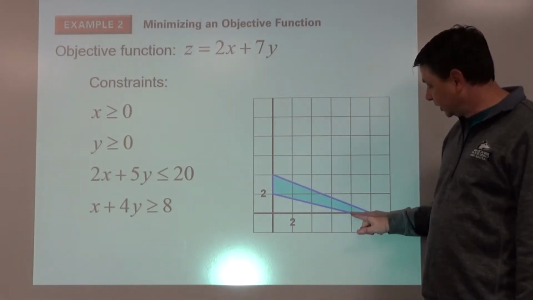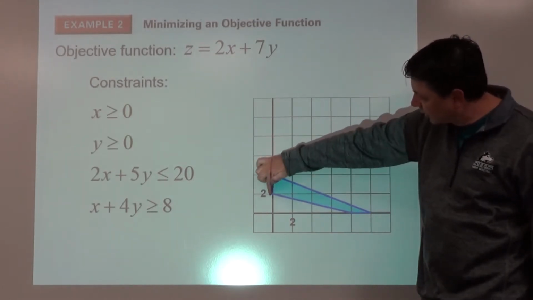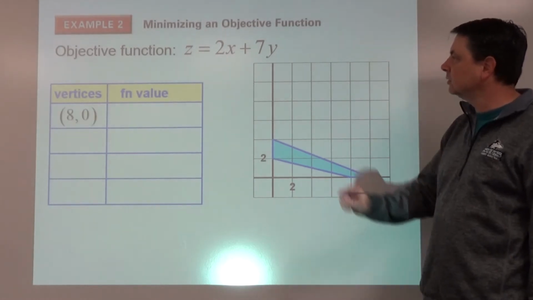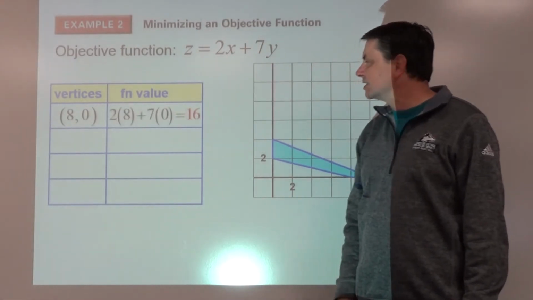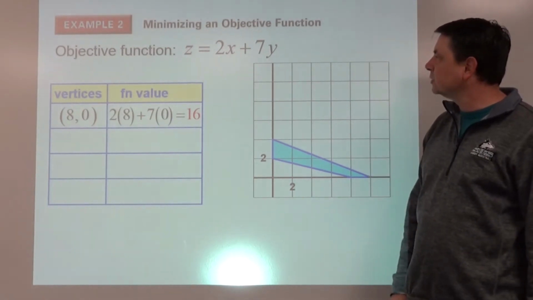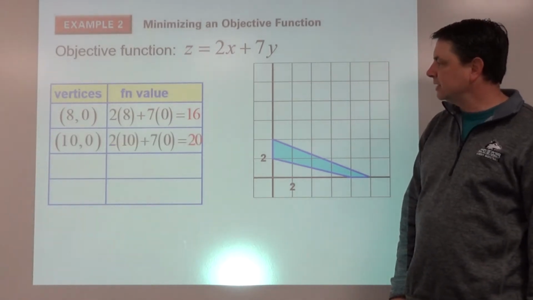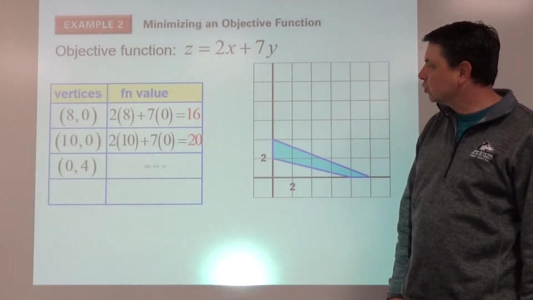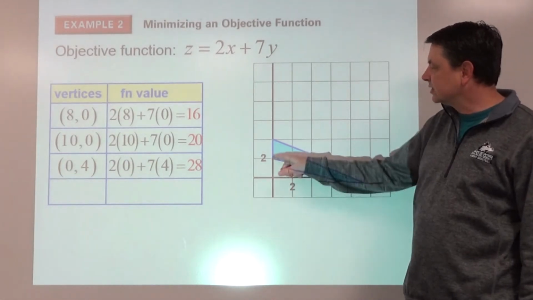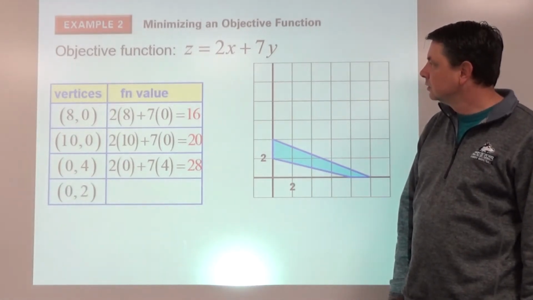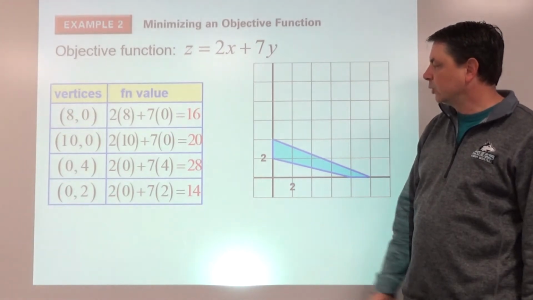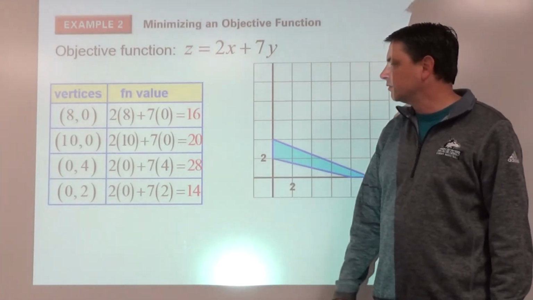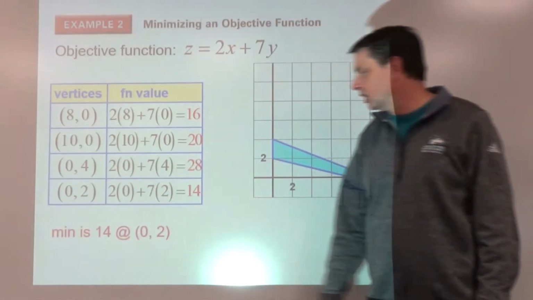So our vertices are here, here, here, and here. So we have a vertex at 8 comma 0. If we substitute that in, we're going to get 16. We've got 10 comma 0, 20. We've got 0 comma 4, 28, and we've got 0 comma 2, 14. So we have a minimum of 14 that occurs at 0 comma 2, and a maximum of 28 that occurs at 0 comma 4.